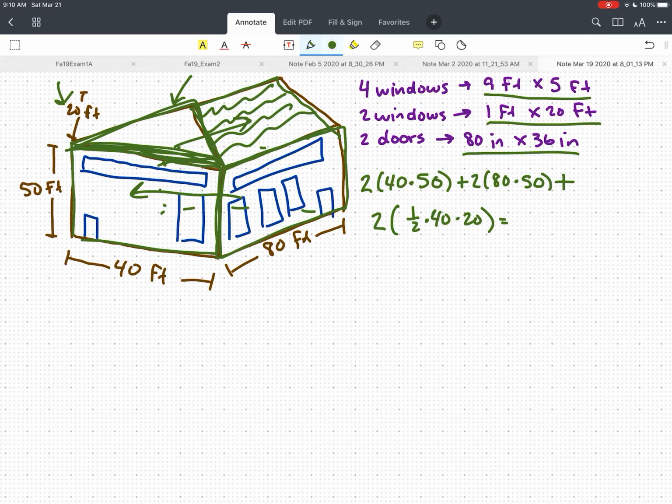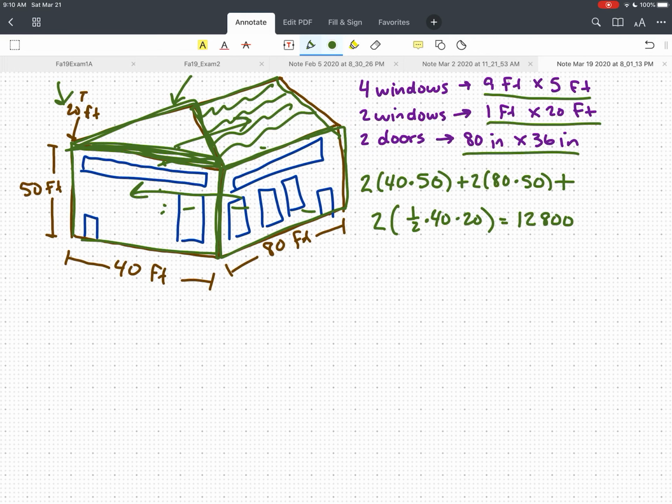So let me get a calculator so I can figure that out. Once we have that, we'll then subtract. So 2 times 40 times 50 plus 2 times 80 times 50 plus 2 times 1/2 times 40 times 20. So it's 12,800. So now that we have that, we do need to subtract to account for the windows and doors that don't need paint.